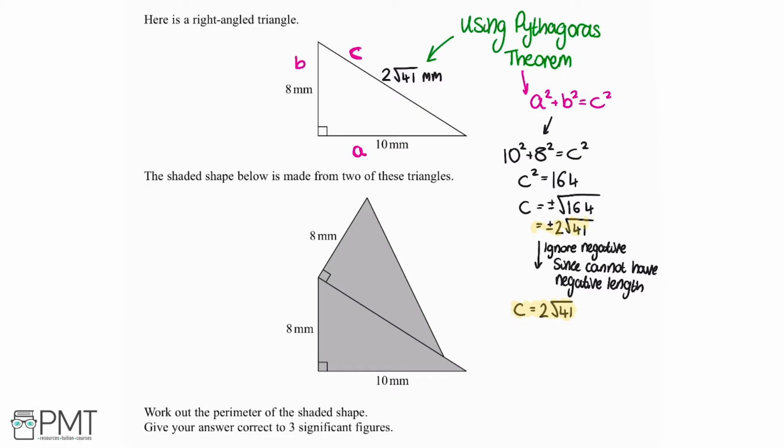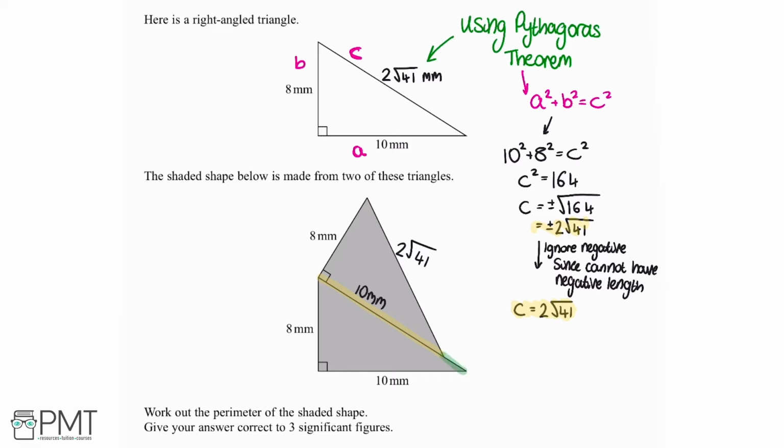Now we're told that the shaded shape below is made of 2 of these triangles. Now these triangles are identical to the one above, so we can fill in the missing lengths. So this shorter length here, this is the base of our right angle triangle, and we know that that's 10 millimeters. Now we just worked out the hypotenuse, that is going to be 2 root 41. Now this is our other triangle here. So this whole thing, not just the small part, this whole length here is going to be the hypotenuse. So that's also 2 root 41.